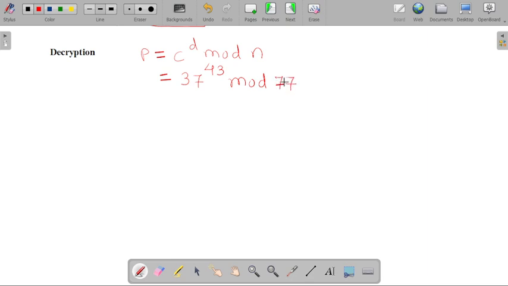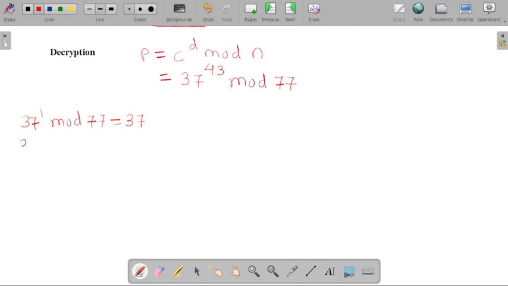So now 43 is the big number, so for this purpose also we have to follow the previous steps. That is 37 raised to 1 mod 77. So for this we got the answer 37.